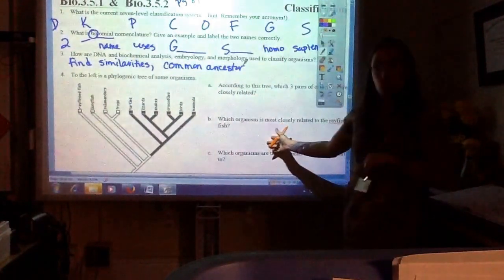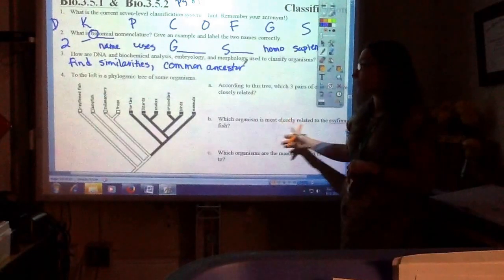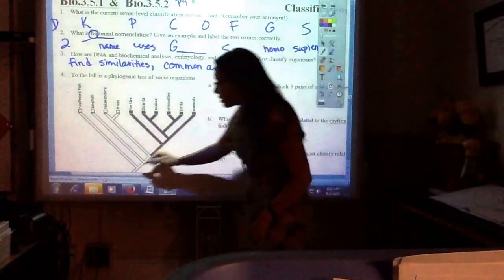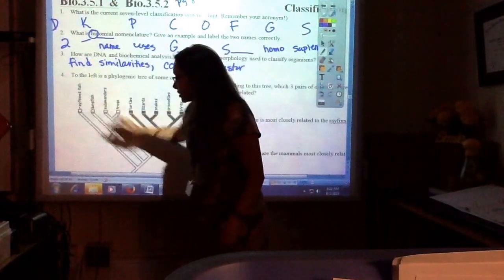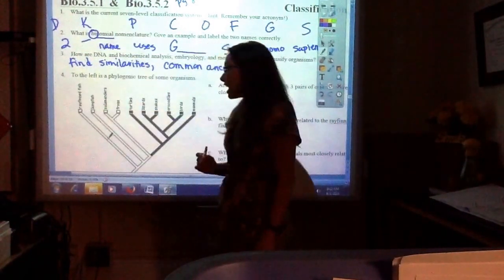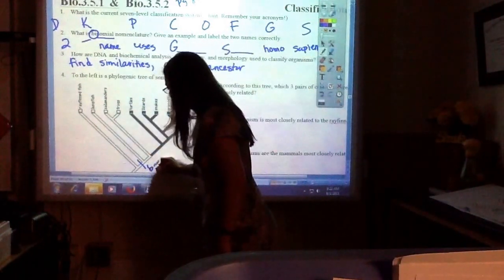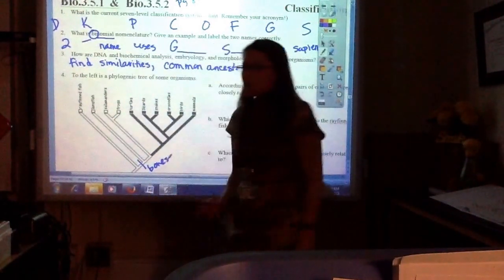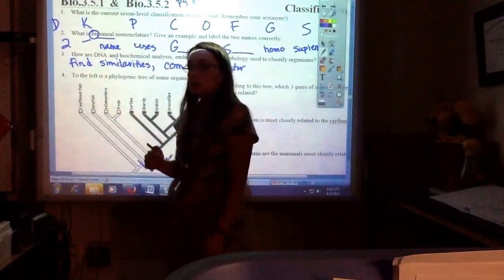You will, for sure, see a phylogenetic tree on your EOC, so you want to make sure that you know how to read these. Remember, we start at the bottom and we drive our way up. And as they branch off, we see what traits they have. So, for example, ray fin fish. After ray fin fish, please add bones. Ray fin fish do not have bones, so that's why bones is after ray fin fish split off.